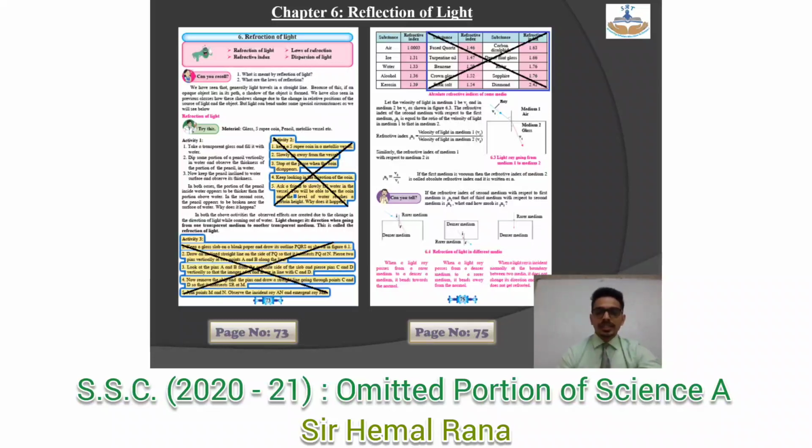Then come to page 75, students, and pay special attention over here. When we talk about this particular table, we have the name of the substances and the refractive index. So you need to remember the substance and the refractive index. The later columns have been omitted from your portion. Please be very alert over here. Only this part has been omitted. The first two columns are still there.